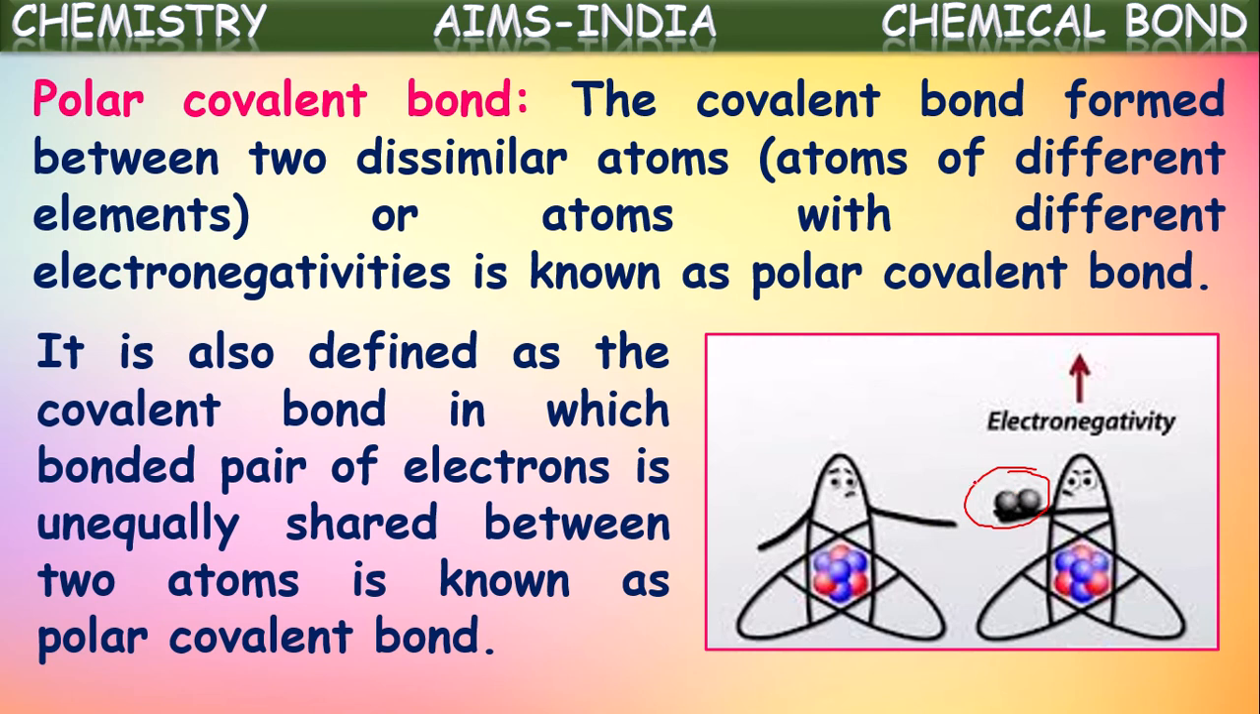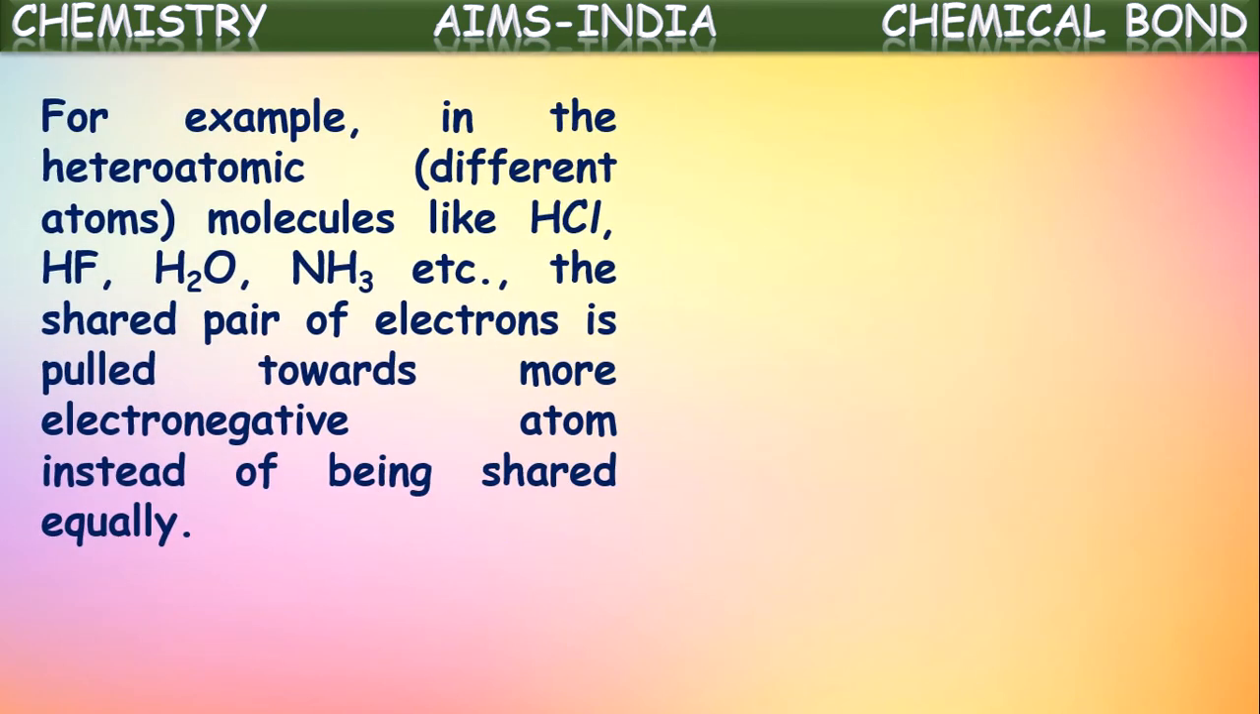By that, the electron pair is unequally shared between these two atoms. Such a covalent bond, which is formed by the sharing of a bonded pair of electrons unequally between the atoms, is known as a polar covalent bond. Let us see an example for this also. For example, in heteroatomic molecules.